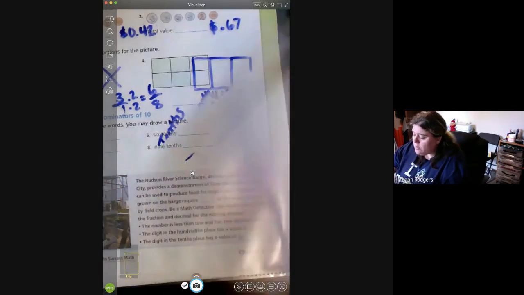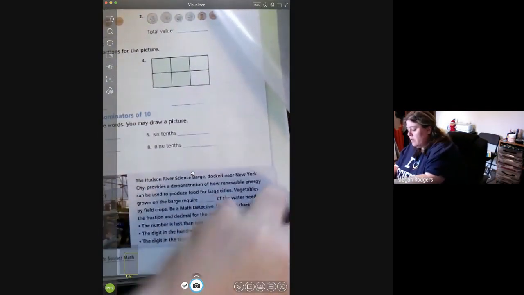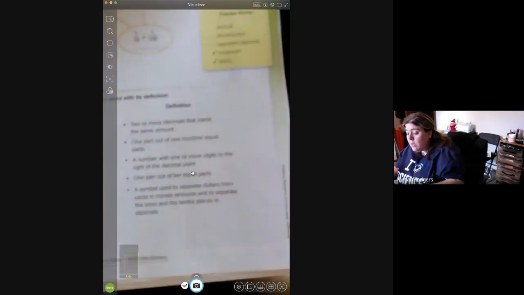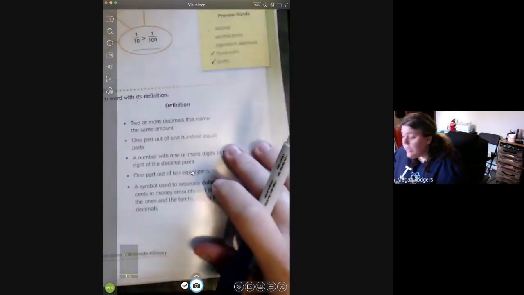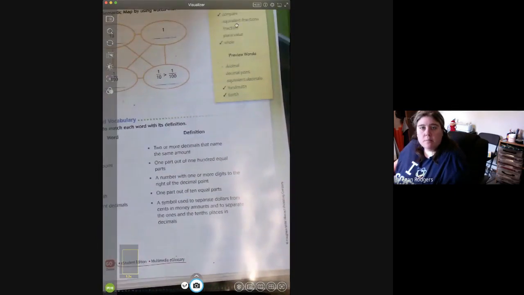Next, I do want to go to the next page, which is dealing with some of the vocabulary and things that you are going to need to know for this chapter. All right, so they give us some, oh, you can't see that. Let me zoom out a little bit here. Move this down.